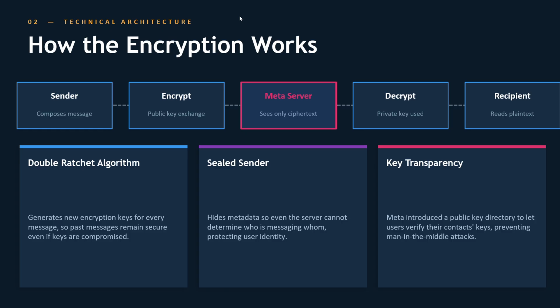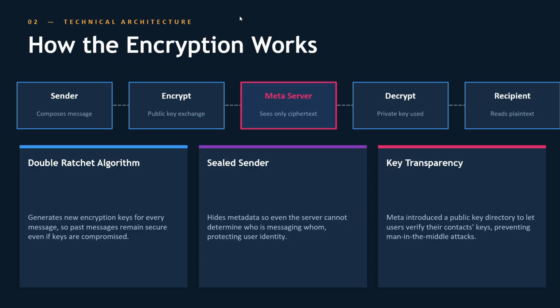Technical architecture. Let's look at how the encryption actually works. When you send a message on Instagram Direct, it goes through several steps. Your device encrypts it using your contact's public key. Think of it like a padlock that only they can open with their private key. The encrypted message travels through Meta servers, but Meta can only see gibberish. They cannot read any content.